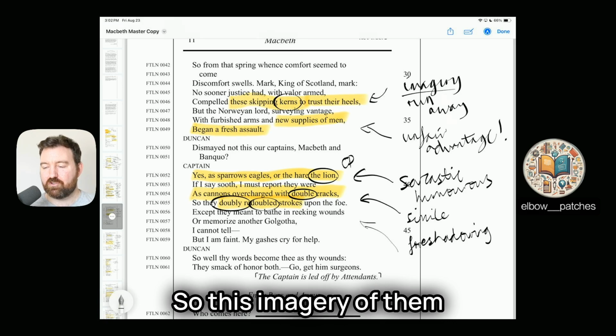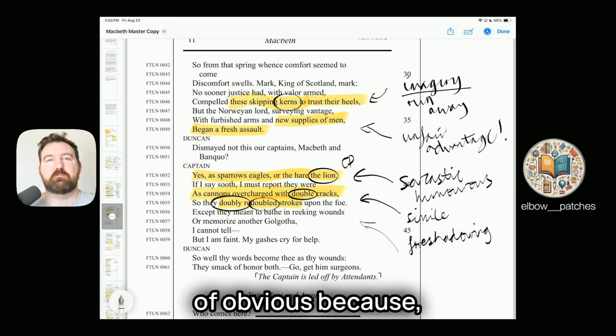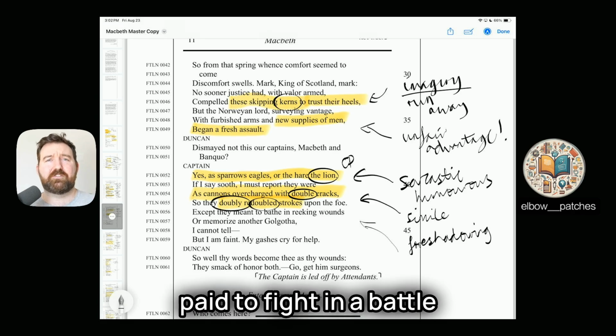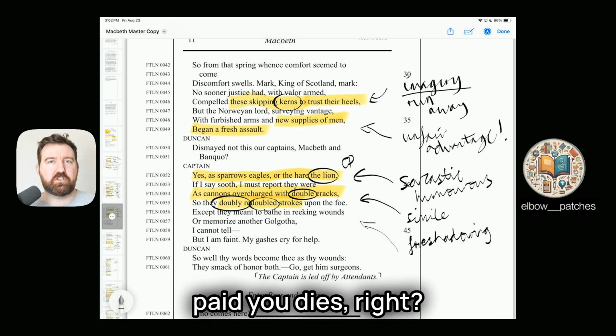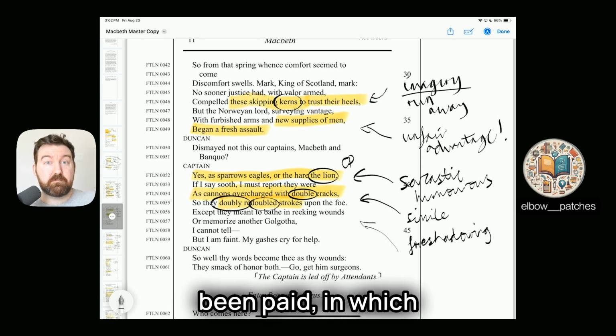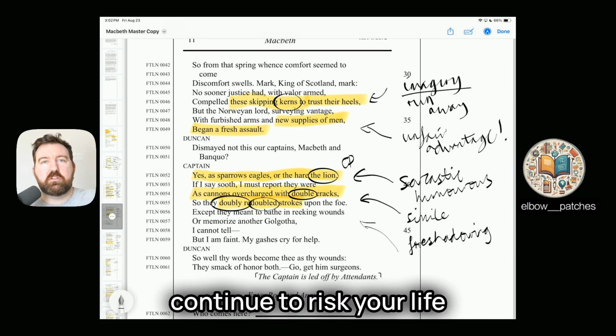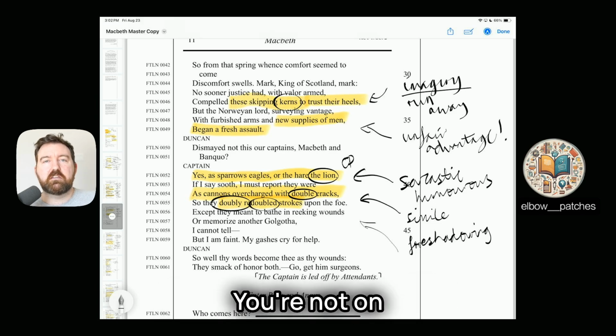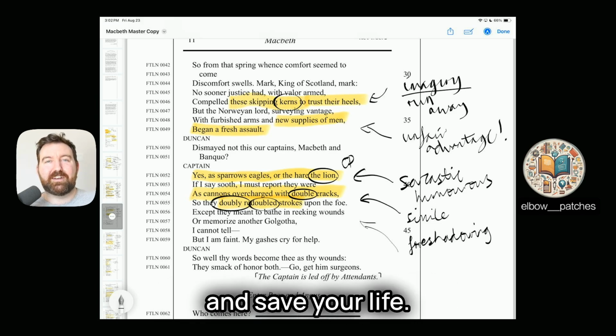okay? So this imagery of them running away is kind of obvious because imagine you've been paid to fight in a battle and then the boss who paid you dies, right? You've either already been paid, in which case, why would you continue to risk your life once the boss is dead? You're not on a performance review, right? You just leave and save your life.